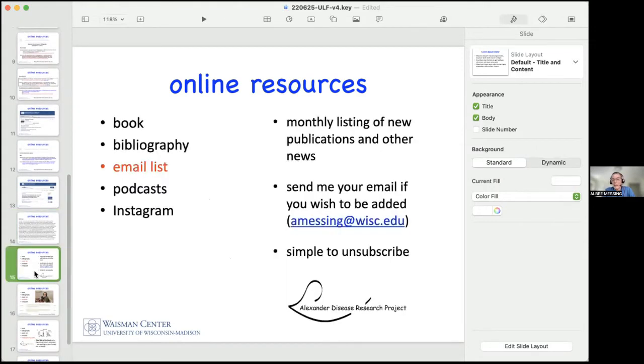The next thing is an email list. There are maybe 120 people on this email list right now. Once a month, I send out listings of new publications and whatever other news there might be. If you want to be added to that email list, just send me a note at my email address, which is right here. It's very simple to unsubscribe yourself from it if you don't find it useful.